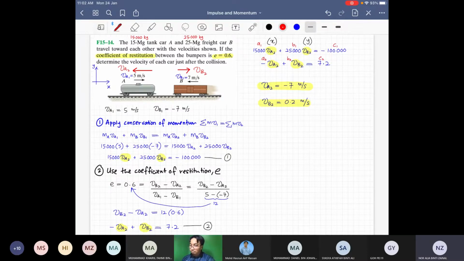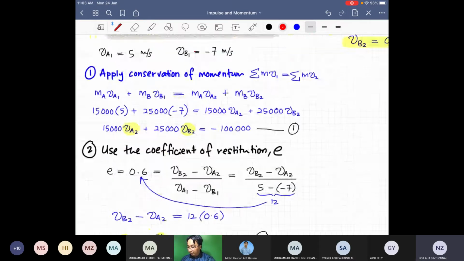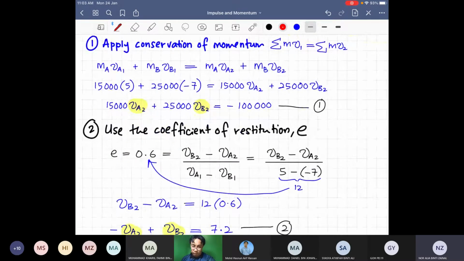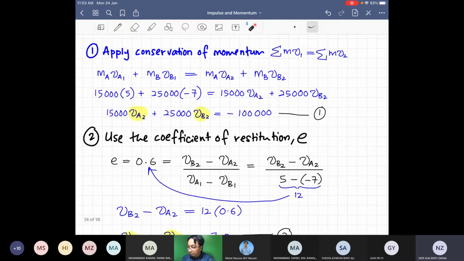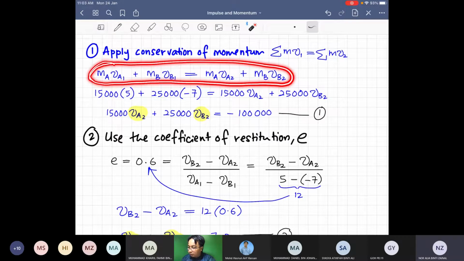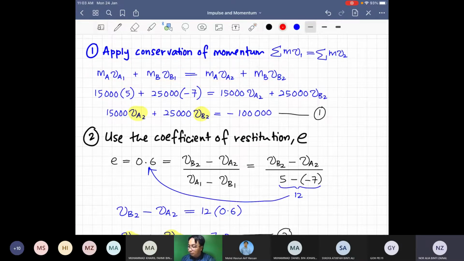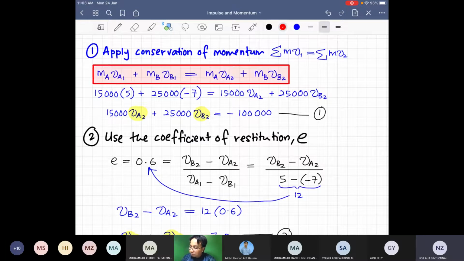Tak ada soalan? Okay, so basically I will repeat, ada dua important equation yang you perlu guna. Yang pertama ialah conservation of momentum, which is this one. This is the conservation of momentum equation: MAVA1 plus MBVB1 sama dengan MAVA2 plus MBVB2. This is the first important equation yang you perlu guna. Let me highlight this. Ini yang pertama.